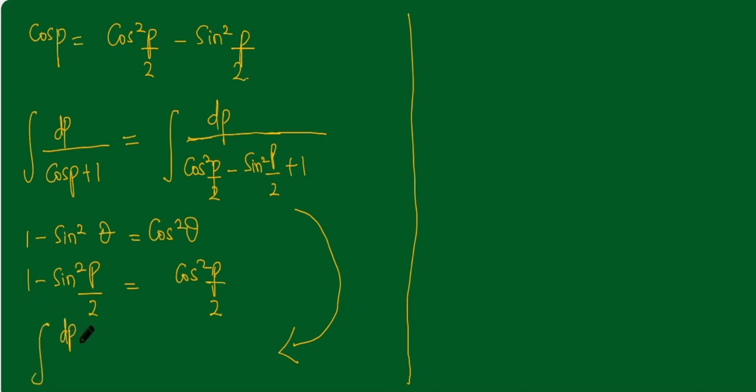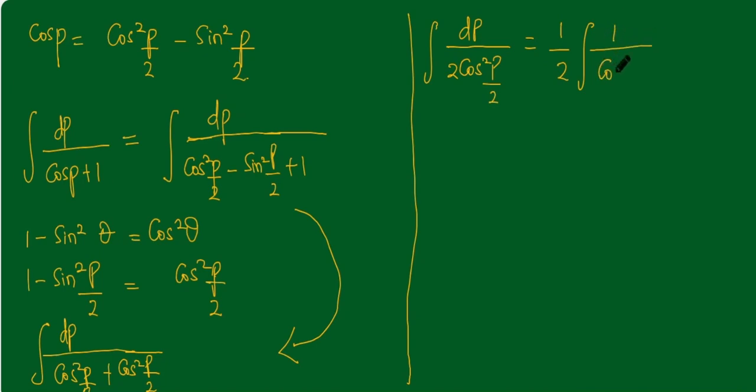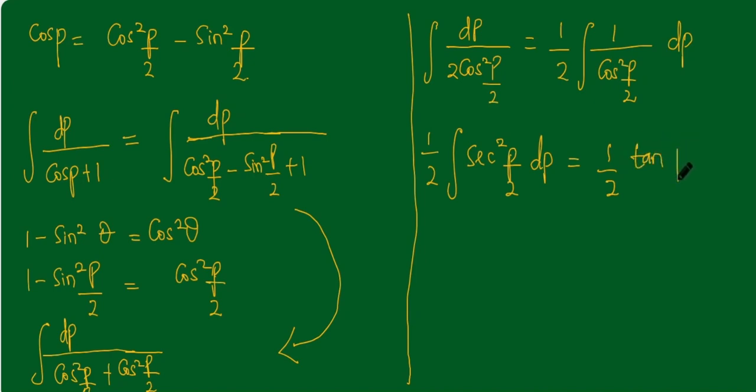We have the integral of dp divided by cos squared p over 2 plus cos squared p over 2. So this becomes the integral of dp divided by 2 cos squared p over 2. And this looks easier to simplify. We can write it as 1 over 2 the integral of 1 divided by cos squared p over 2 dp. So we know that 1 over cos squared theta is going to give us sec squared theta. And we write it as 1 over 2 the integral of sec squared p over 2 dp. When we integrate sec squared theta, we have our result as tan theta. So this becomes 1 over 2 tan p over 2. So we've evaluated the second integral.